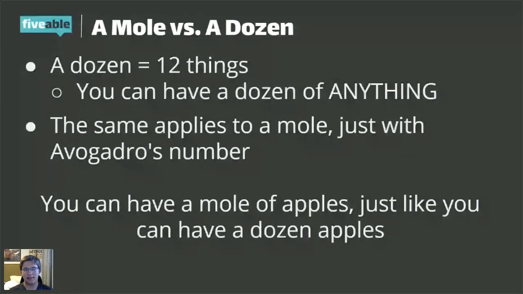With a dozen, you have 12 things, right? You can have a dozen apples, a dozen oranges, a dozen loaves of bread. I don't know why I'm thinking about food, but you can have a dozen of anything, right? If I said I have a dozen pencils, that means I have 12 pencils. If I have a mole of pencils, the same thing applies, except instead of being 12, it's 6.02 times 10 to the 23rd of that thing.